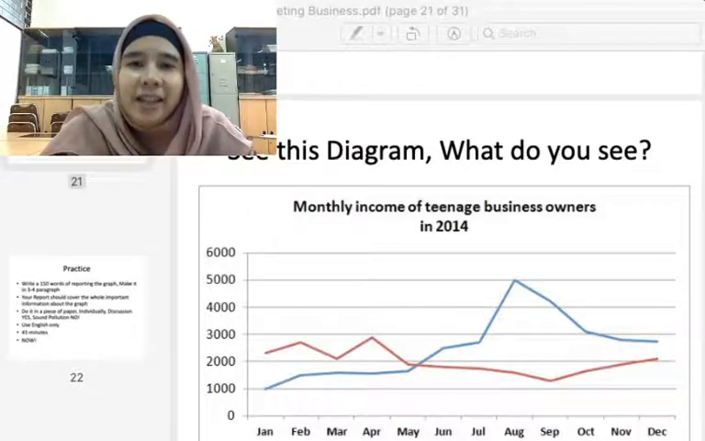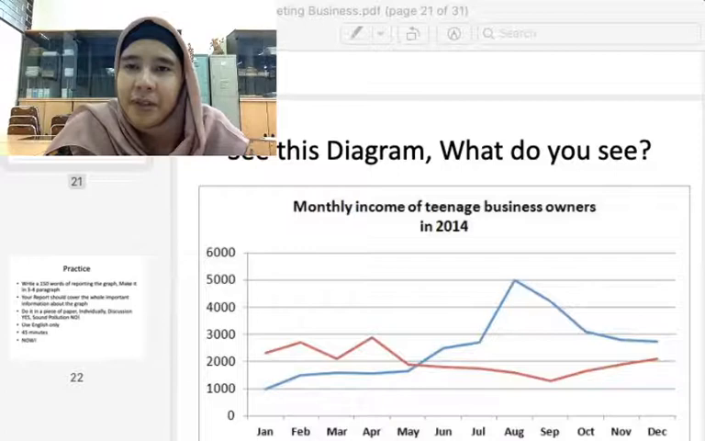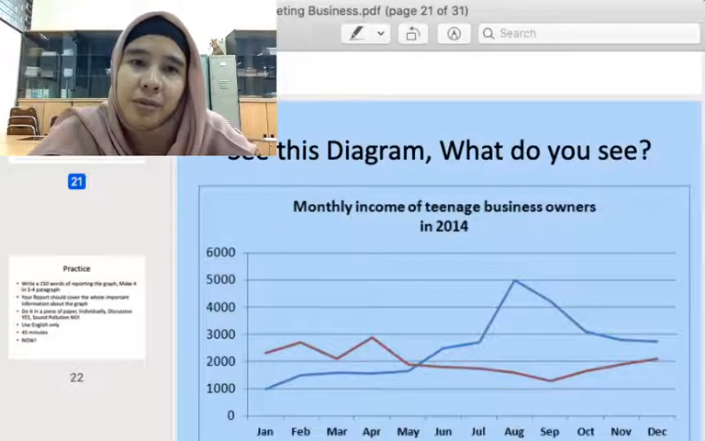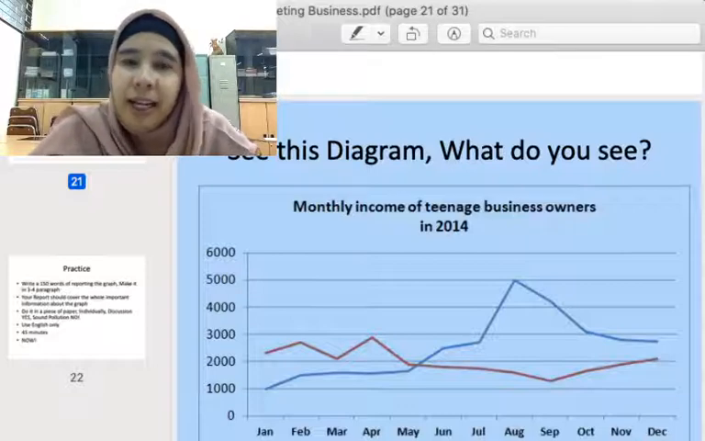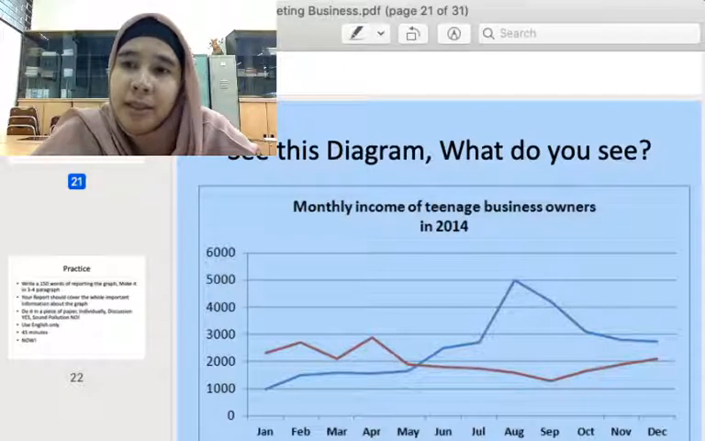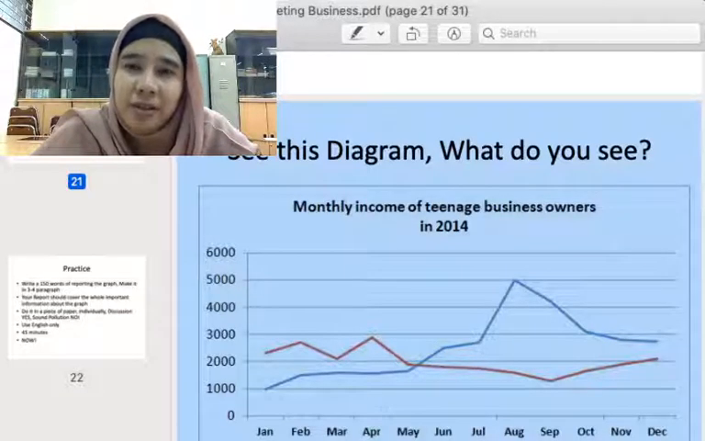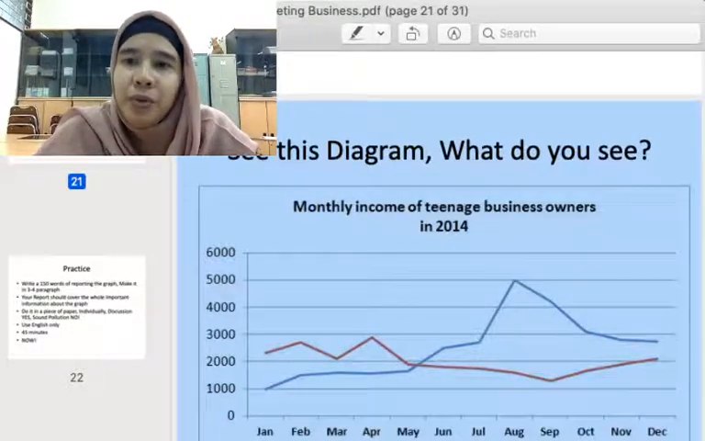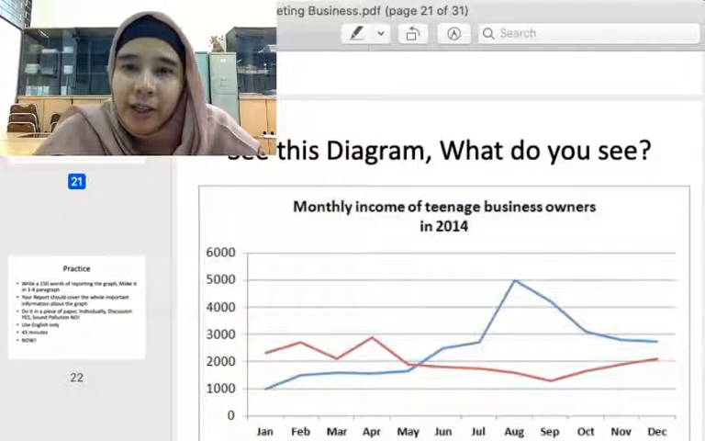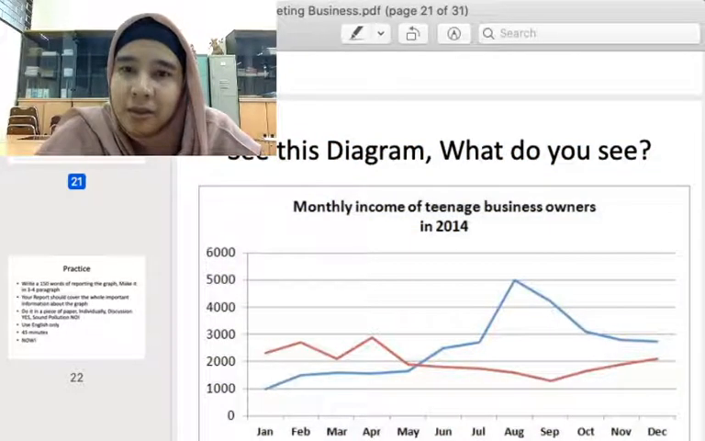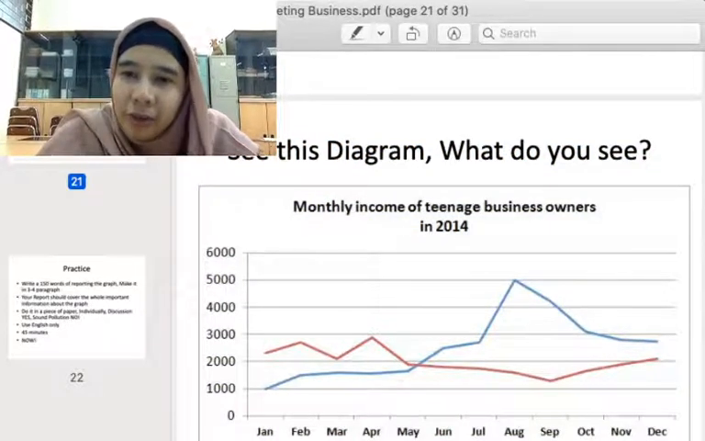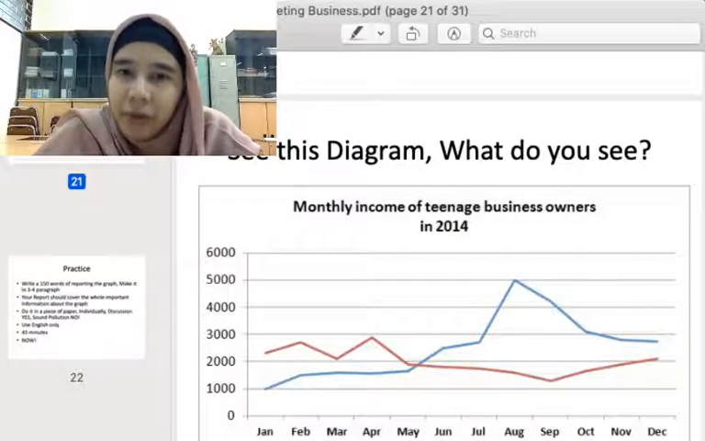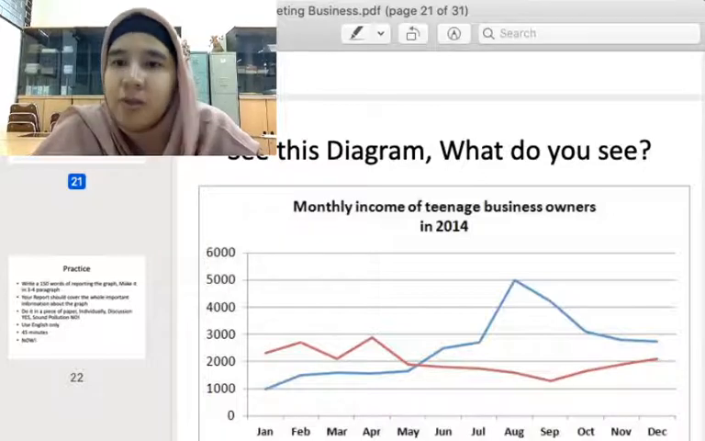Okay, and the title of the diagram is "Monthly income of teenage business owners in 2014." Okay, income monthly dari business owners of teenage, seorang teenage yang sudah punya business owners in 2014. In the vertical line, you will find thousands numbers di situ. Kemudian, on the bottom line, you will find the dates, okay, the months from January to December 2014.